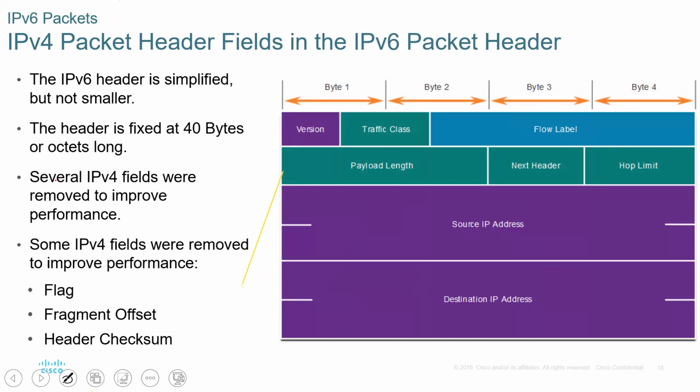Now, this is how the IP version 6 header field looks like.